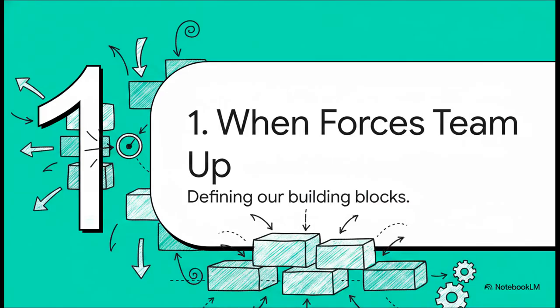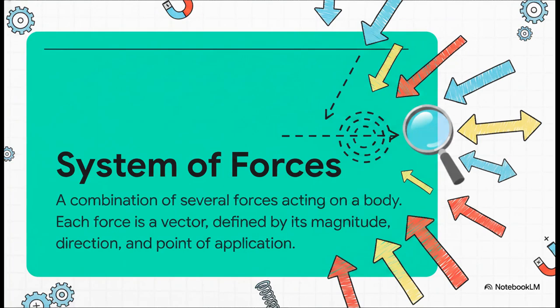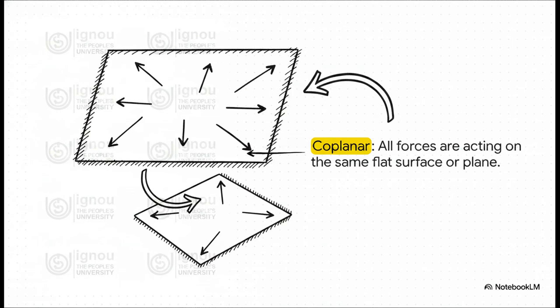Okay, first things first. Before we can solve anything, we gotta speak the language, right? We need to define what a system of forces even is and learn how to classify the different ways they can all interact. This is our foundation. So anytime you have more than one force acting on an object, you've got yourself a system of forces. And the most important thing to remember here is that every force is a vector. That means it's not just about how strong it is, it's also about the direction it's going and exactly where it's being applied.